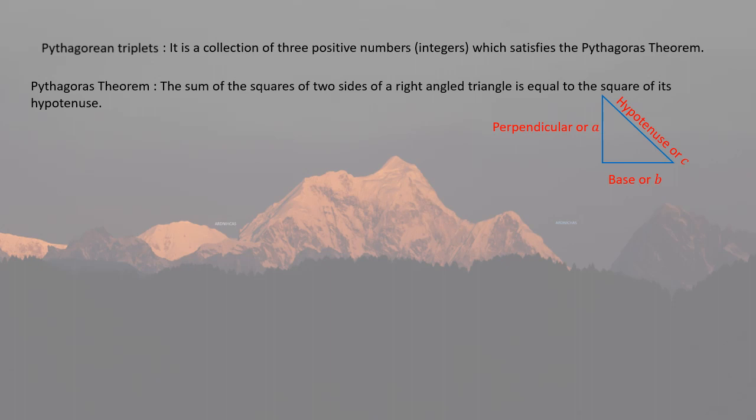where perpendicular is considered as A, base is B, and hypotenuse as C. We must take care that C or hypotenuse is always the longest side. A and B can be equal or can be unequal with each other also. So as per the statement of Pythagoras, perpendicular square plus base square equals to hypotenuse square. We can write this in short like p square plus b square equals to h square.